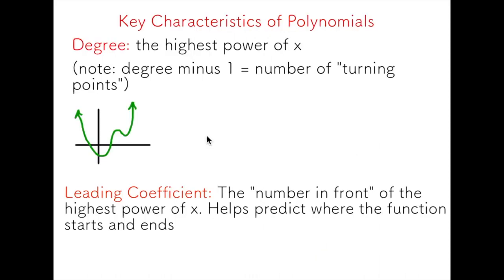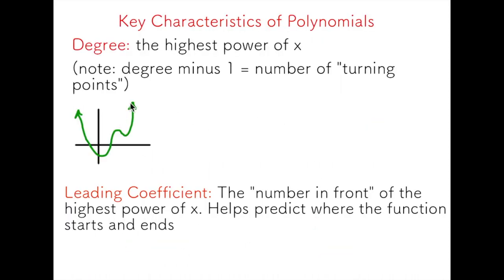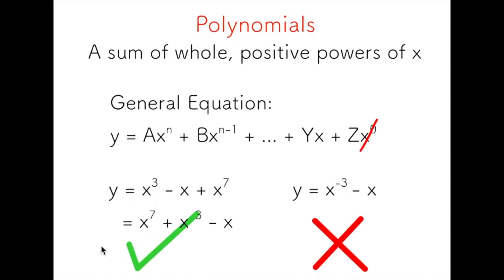Here are two key characteristics of polynomials that are going to help you develop an understanding. The first one is the degree, which I've already referred to in the example we just looked at. The degree is the highest power of x. So in the function on the left, the degree is 7.